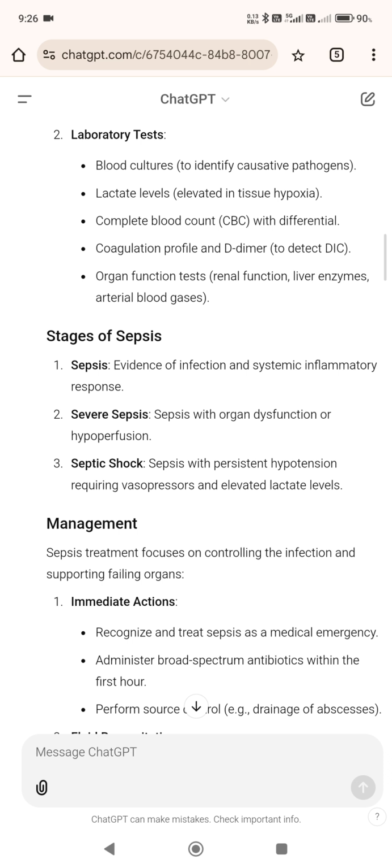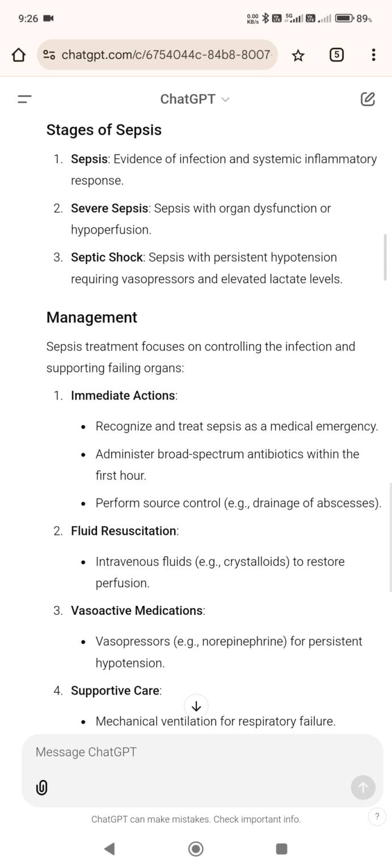Stages of sepsis. 1. Sepsis: evidence of infection and systemic inflammatory response. 2. Severe sepsis: sepsis with organ dysfunction or hypoperfusion. 3. Septic shock: sepsis with persistent hypotension, requiring vasopressors and elevated lactate levels.